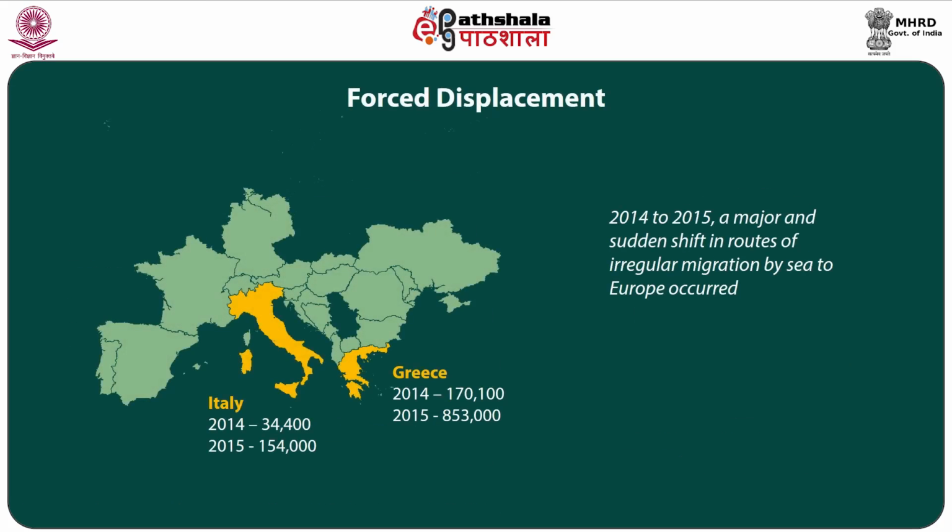From 2014 to 2015, a major and sudden shift in the routes of irregular migration by sea to Europe also took place, with about 853,000 arriving in Greece compared to almost 154,000 in Italy, as opposed to about 34,400 and 170,100 respectively in the year 2014.